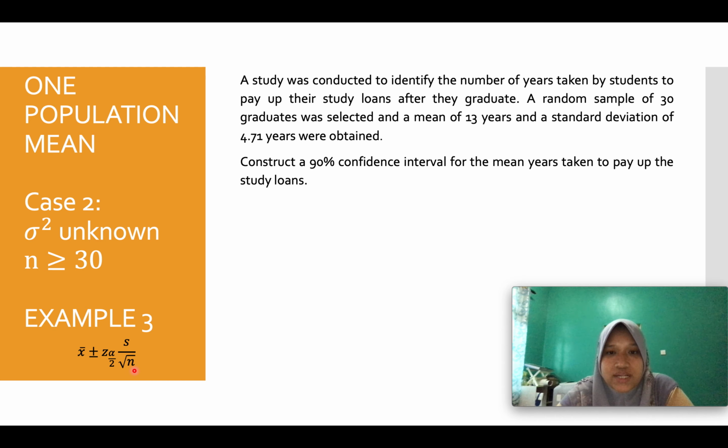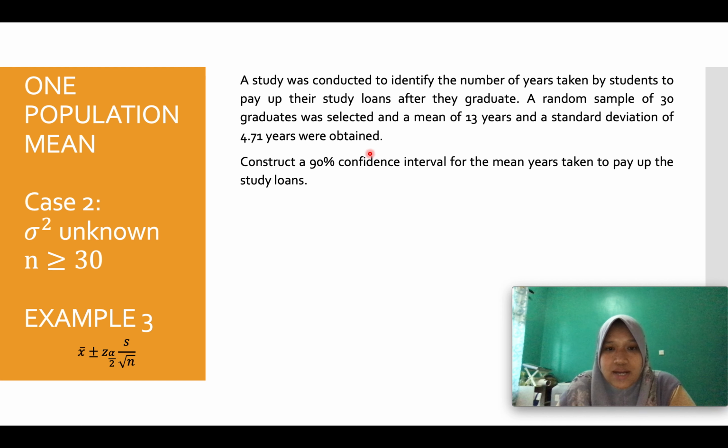Okay, a study was conducted to identify the number of years taken by students to pay up their study loan after they graduate. A random sample of 30 graduates was selected and mean of 13 years and standard deviation of 4.71 years were obtained. Construct a 90% confidence interval for the mean years taken to pay up the study loan.